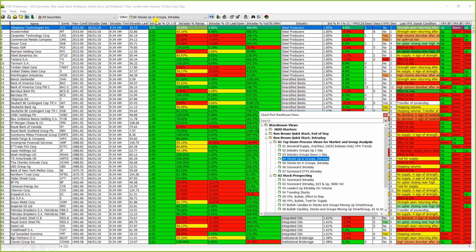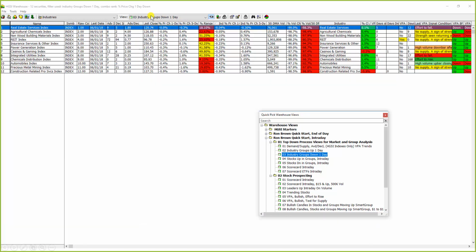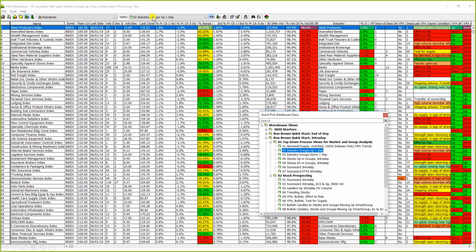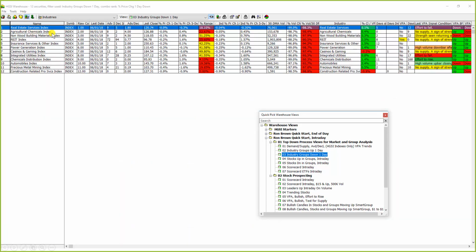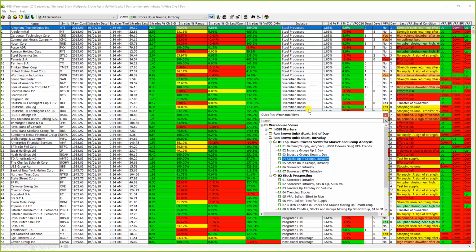Okay, now the next thing is I switched to all securities from industries, and these are the stocks that were up in the groups. I'm going to flip back to the industry groups that were up. Steels are on top, diversified banks are second. So the way I have this set up, if you go to all securities with the combo, here's the steel producers, here's the diversified banks. Everything falls into place. It's very simple.